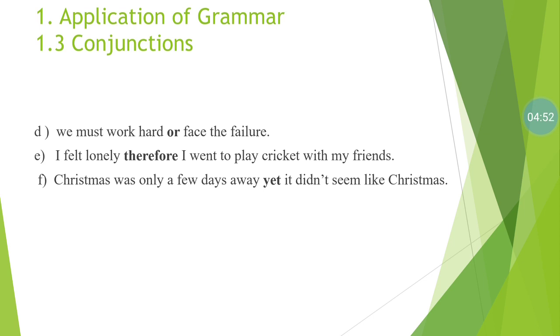Next, Christmas was only a few days away, yet it didn't seem like Christmas. In this example, Christmas was only a few days away is one clause or one phrase. Another one is, it didn't seem like Christmas. These two sentences are joined by the word yet. So yet is a coordinating conjunction used in this example for joining two sentences or two clauses.